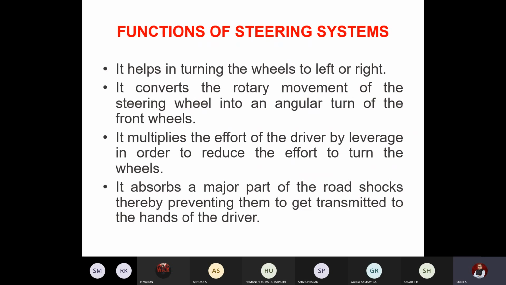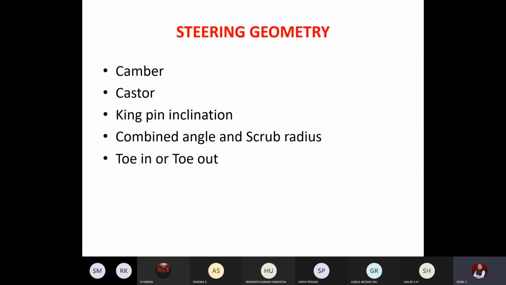One is to help the vehicle in moving in a particular direction and reduce the driver effort. Then the major thing is it has to absorb the shocks from the roads, and they should not be transferred to the arms of the driver. So these are some of the functions.